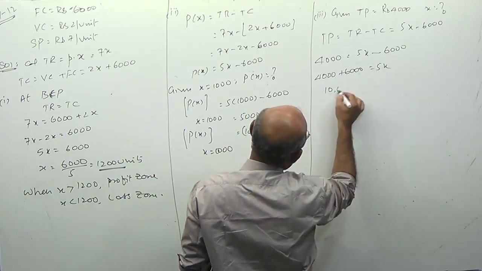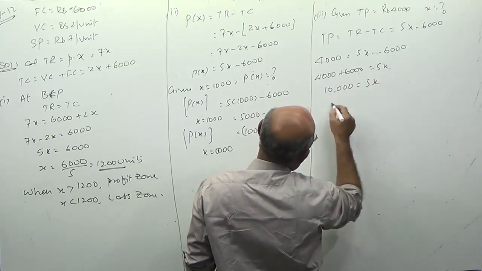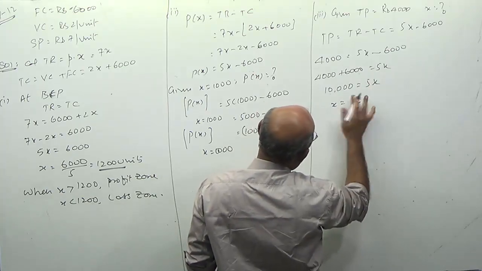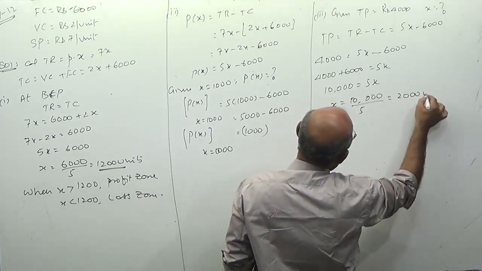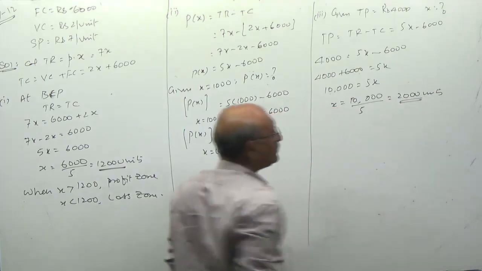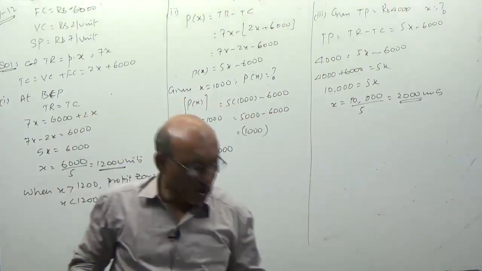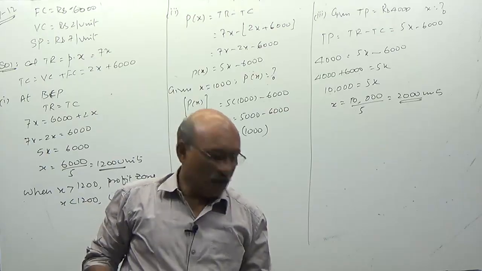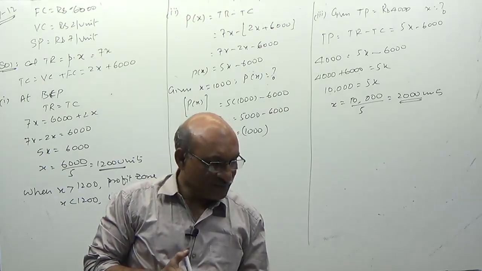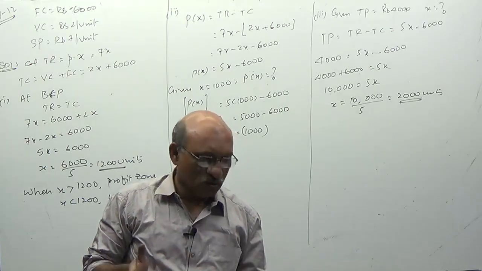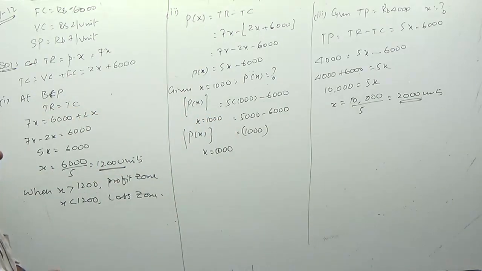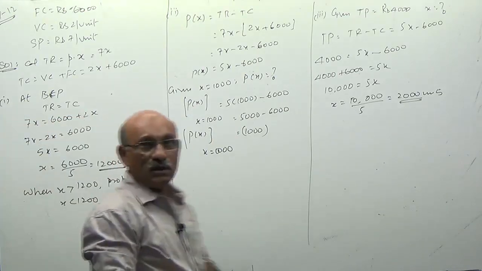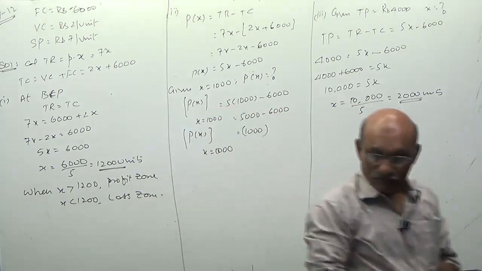10,000 is equal to 5x. X is equal to 10,000 divided by 5, which is 2,000 units. So at a sales volume of 2,000 units, the firm can expect a profit of rupees 4,000. Okay, sir. This is the answer to the given question. Note down the solution, sir.